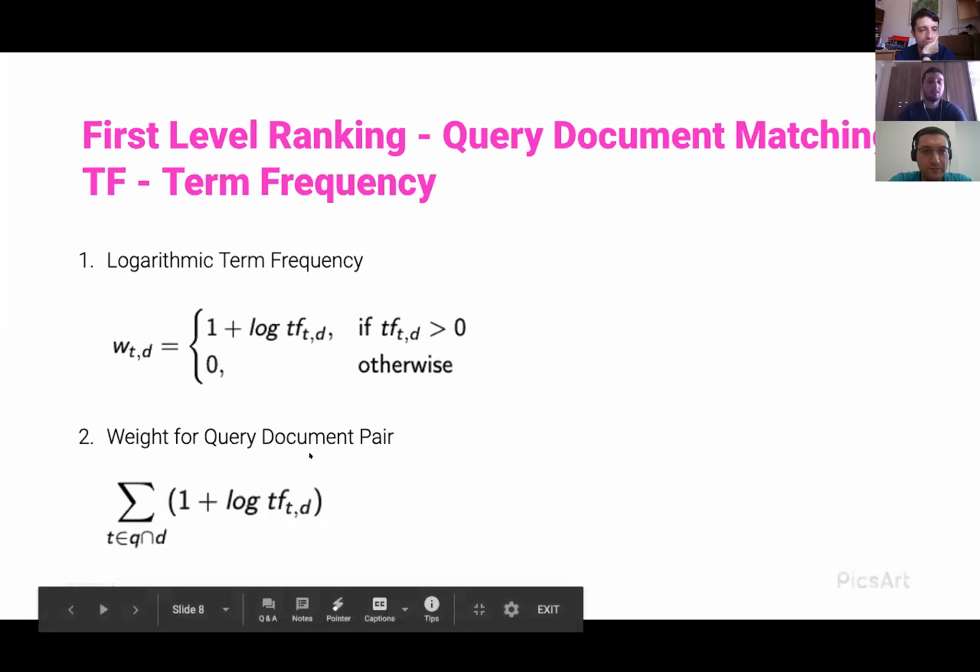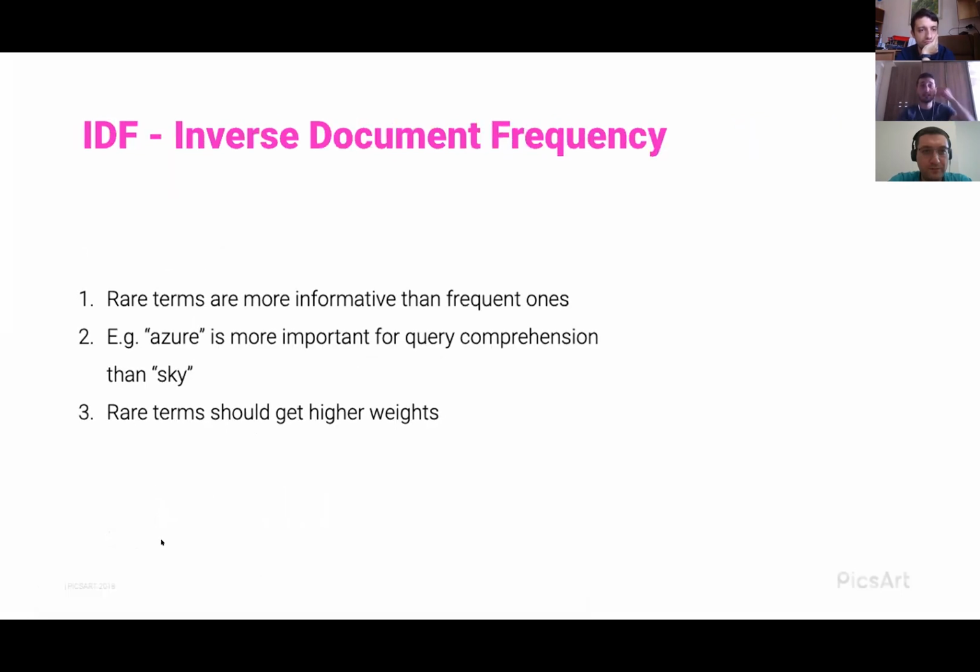And obviously, the overall weight or score for the document will be the sum over the query terms that happen to be in the document. That's it. Very easy. Another important part that makes it more powerful is IDF, inverse document frequency. The idea here is that not all terms are born equal. Rare terms are usually more informative than the frequent terms.